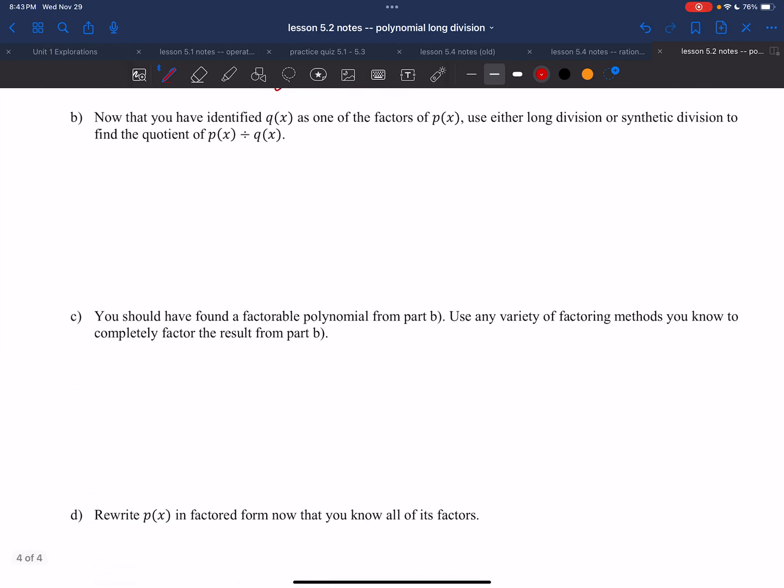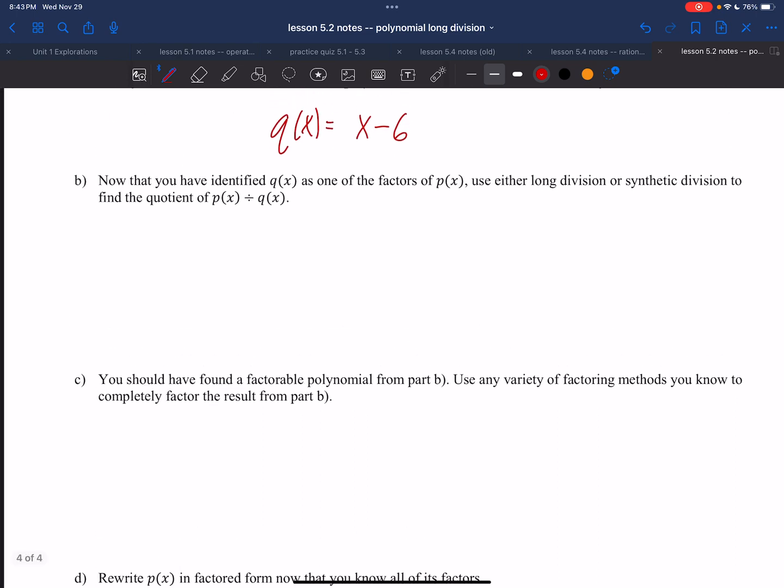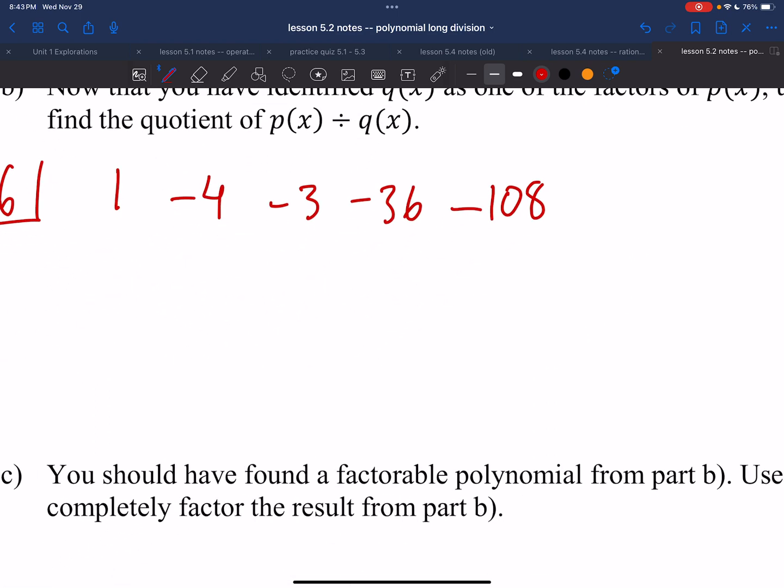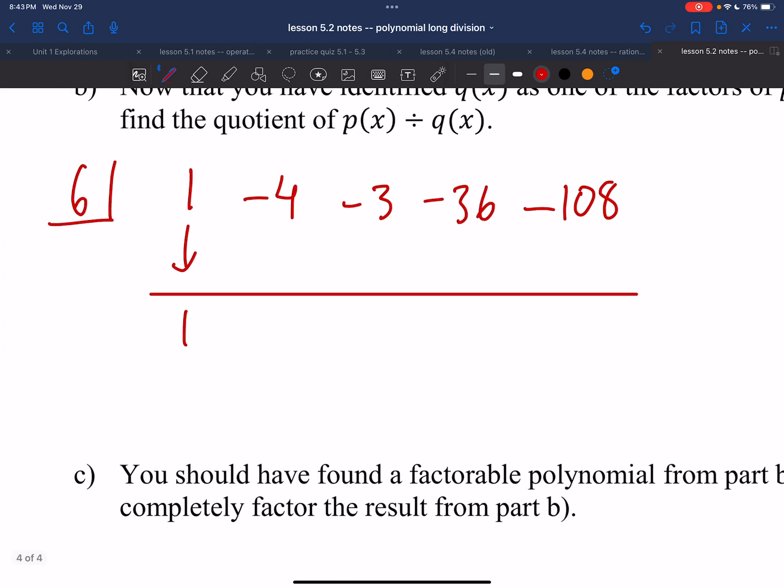Now, you've identified q of x with a factor, so use either long division or synthetic division to find the quotient. If you like synthetic, we know that this is linear, so we'll just do synthetic. Here's 6, 1, -4, -3, -36, -108. And this is why I really like synthetic: when you have a lot of coefficients, long division just ain't worth it. This is so much cleaner and faster. 1 times 6 is 6, -4 plus 6 is 2, 2 times 6 is 12, then that's 9. Is that 54? And then 18. And 6 times 18, I'm pretty sure that's 108.